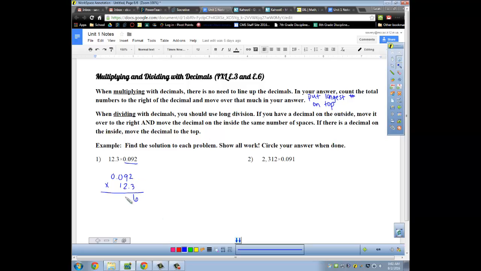3 times 9 is 27, so I put 7, carry the 2. 3 times 0 is 0, and then I'm going to add the 2. So 0 plus 2 is 2. And then cross that off because I'm not going to need it anymore. 3 times 0 is 0.